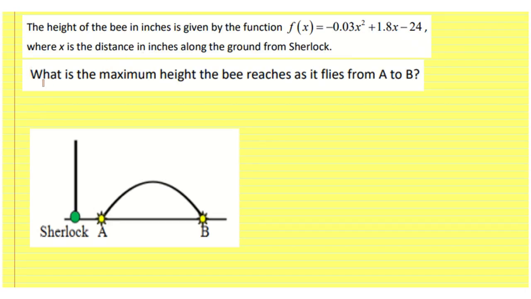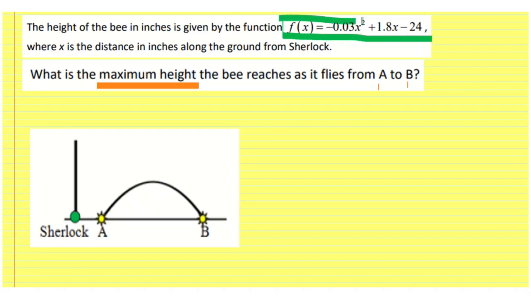Okay, the first question they ask us is, what is the maximum height that the bee reaches as it flies from flower A to flower B? And of course, this is with respect to this function that Sherlock came up with. This quadratic describes this curved parabolic path that the bee is following. They want the maximum height, and if you remember, the maximum height is going to be here at the top of this curve. In math language, that's going to be our vertex. That point at the top, the peak, is the vertex.